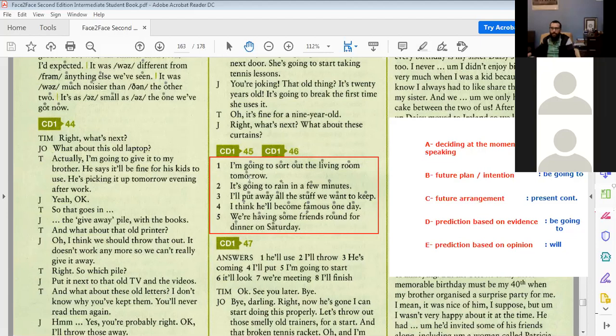So I'm going to sort out the living room tomorrow. What is this? I'm going to sort out, B, future plan. Plan, intentions. Yes. Correct. This is B, right? Okay, what about number two? It's gonna rain in a few minutes.